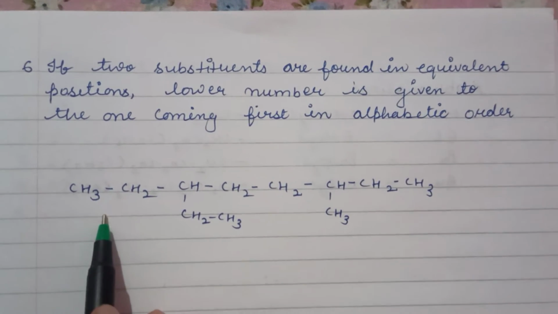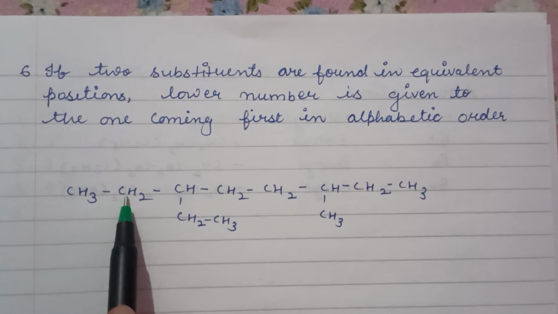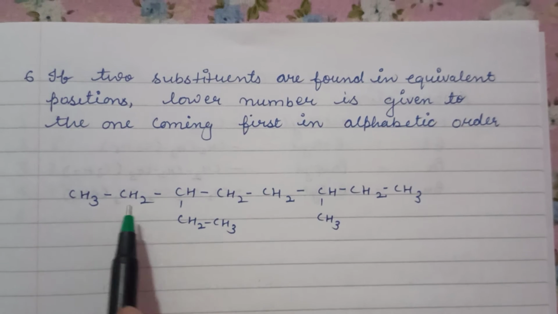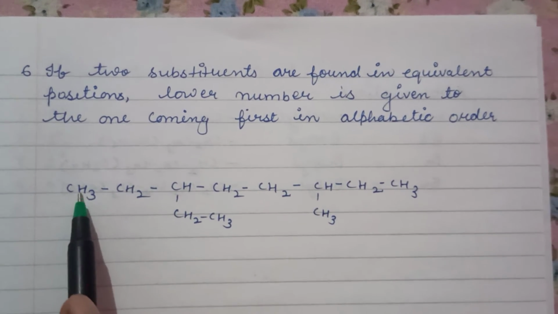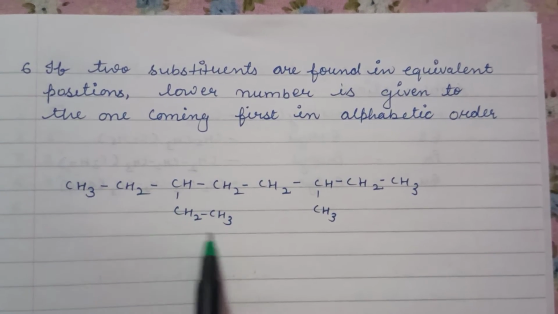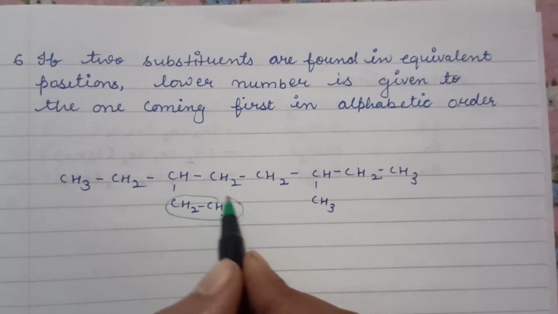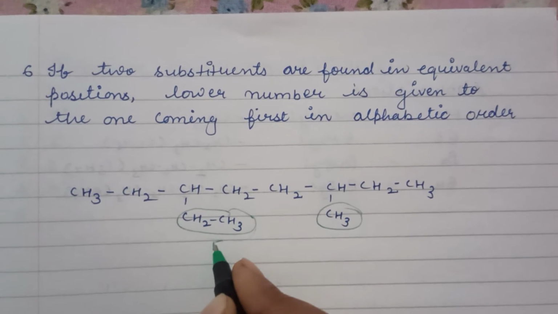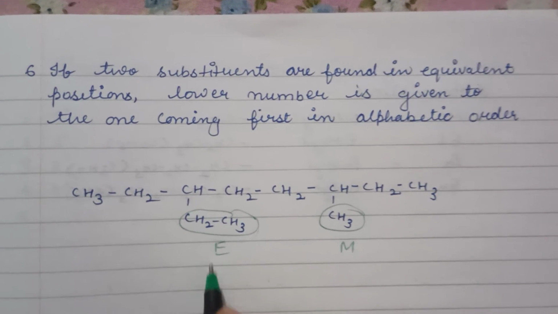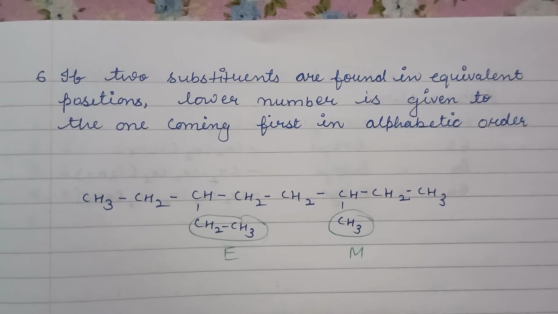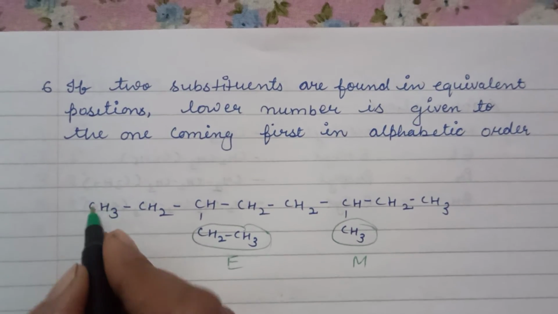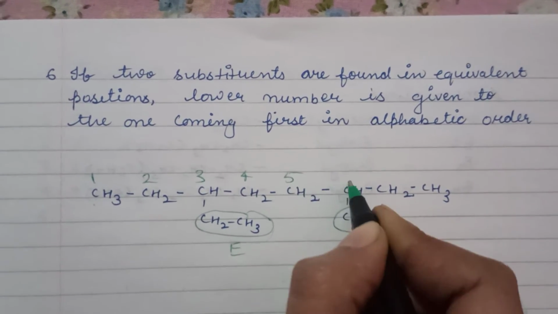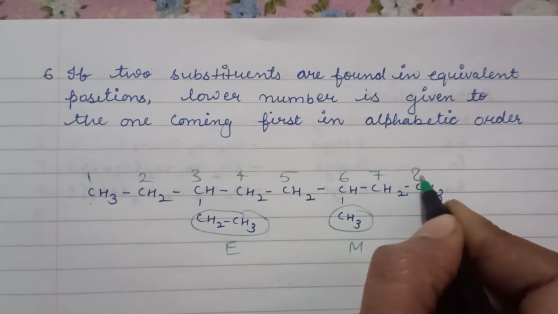Okay, so let's see this one compound. This compound has 1, 2, 3, 4, 5, 6, 7, 8 carbon atom. But you have to see 1, 2, 3. 3 number carbon atom, ethyl group. This is ethyl group and this is methyl group. E and M. Alphabetic order you have to follow. E comes first in alphabetic order. So you will start from this side. 1, 2, 3, 4, 5, 6, 7, 8.